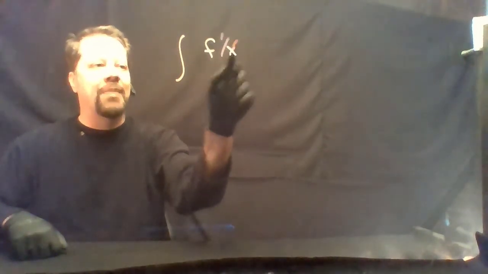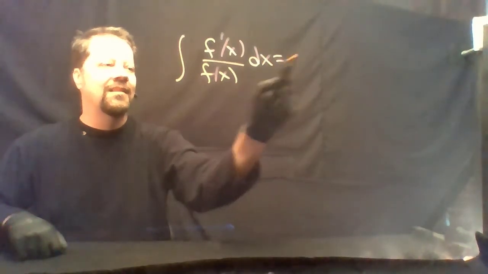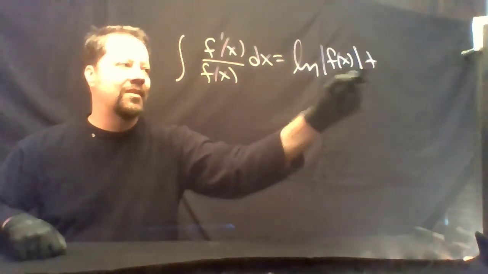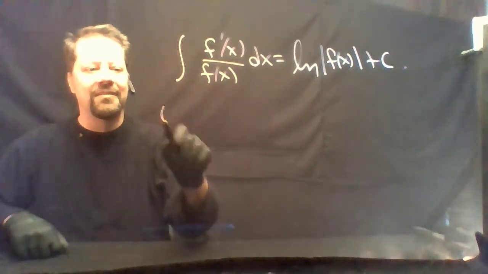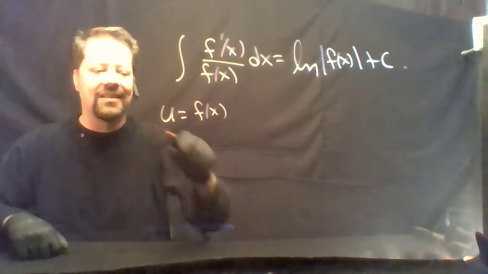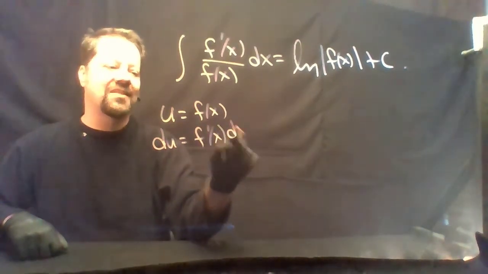A formula that's very handy to use, and I definitely want you to know this, is that if I have f prime of x over f of x, that's the log of the absolute value of f of x plus c. We'll prove this using u substitution. We'll set u equal to the thing that has its derivative lying around, so that du is f prime of x dx.